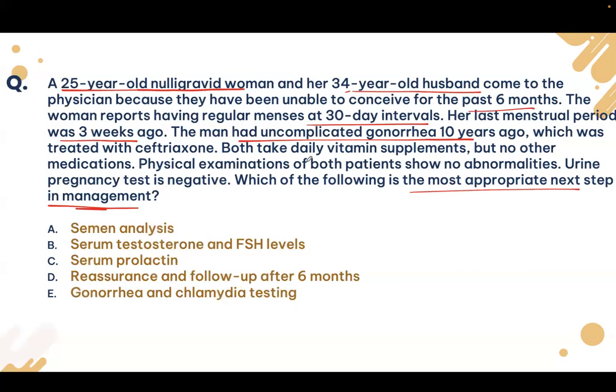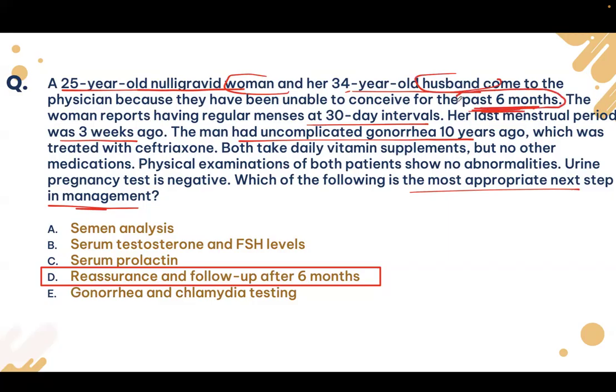So the answer for this question is D, reassurance and follow-up after 6 months. Some of you might be confused. Why would it be D? However, I think you might not have paid attention to this important information. The woman and the husband have been trying to conceive for the past 6 months only. 6 months. Okay. Do you guys remember what was the definition of infertility?